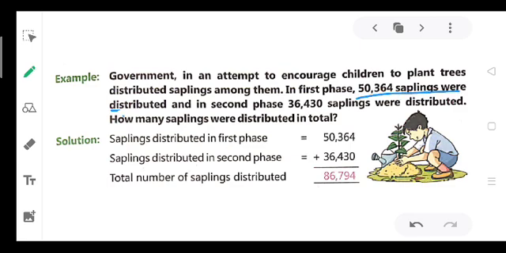in first phase, or you can write in first phase 50,364 saplings were distributed. Then in the second line you will start writing in second phase 36,430 saplings were distributed. This will be our second statement. Then we will add these two, and after adding you can write the answer statement.